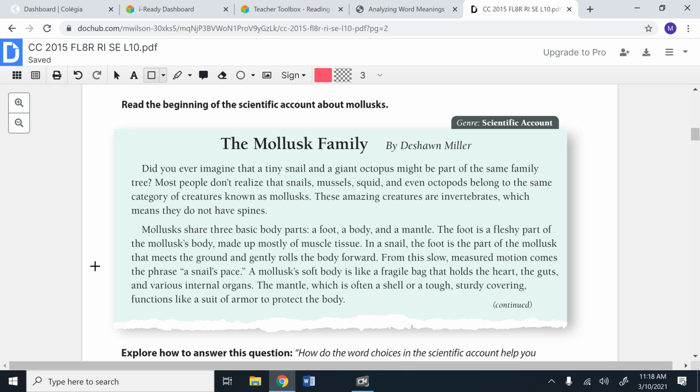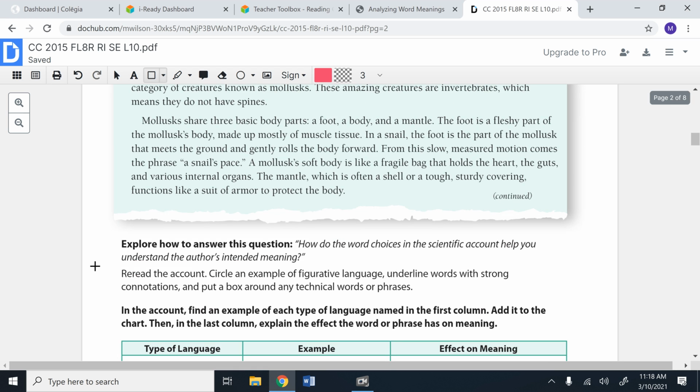A mollusk's soft body is like a fragile bag that holds the heart, the guts, and various internal organs. The mantle, which is often a shell or a tough, sturdy covering, functions like a suit of armor to protect the body. So it says explore how to answer this question.